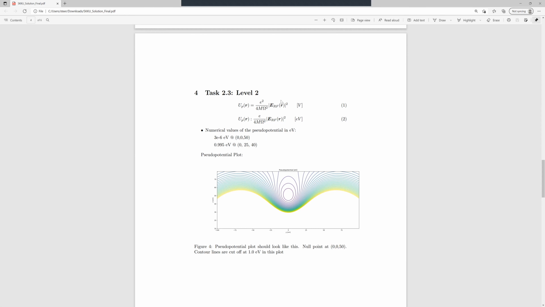In this case, you can see the provided ponderomotive potential was given in units of volts, and we asked for the numerical values to be given in units of electron volts. So all you have to do is adjust the scaling factor in front of what is otherwise the same equation for the ponderomotive potential.